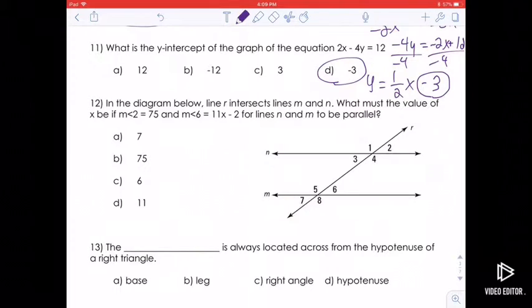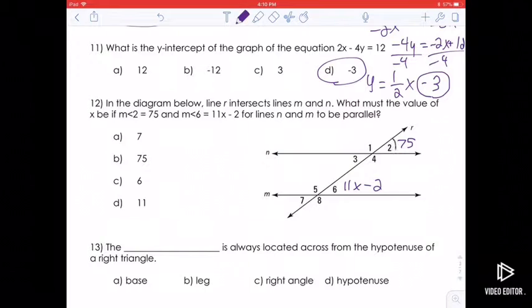In the diagram below, line R intersects lines M and N. What must the value of x be if measure of angle 2 is equal to 75? Let's label that on our diagram. And measure of angle 6 equals 11x minus 2 for lines M and N to be parallel.